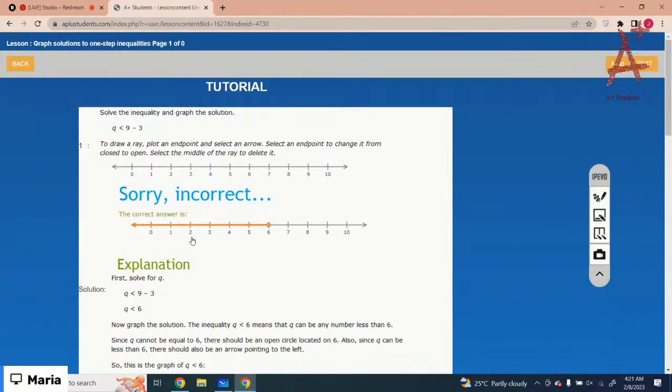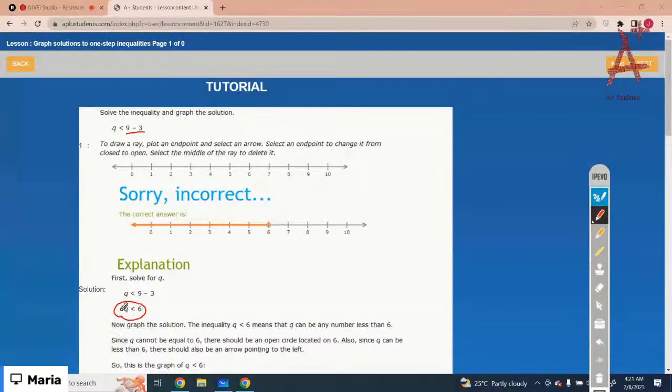Got it? So it would be q is less than 9 minus 3. So simply solve this one. You have to do 9 minus 3. 9 minus 3 is, q is already isolated. Got it? Just solve the other side. 9 minus 3 is 6. So it would be q is less than 6.